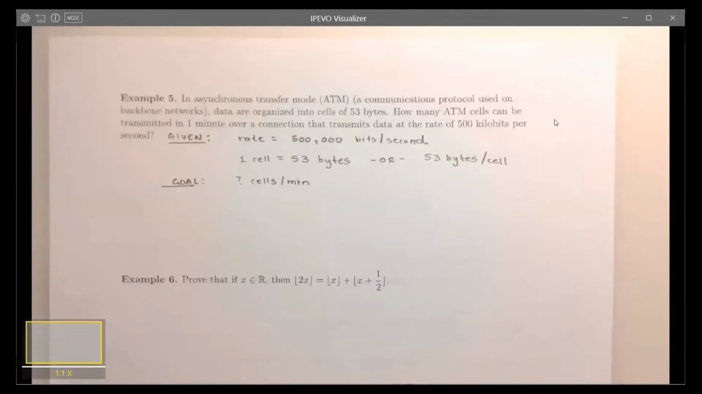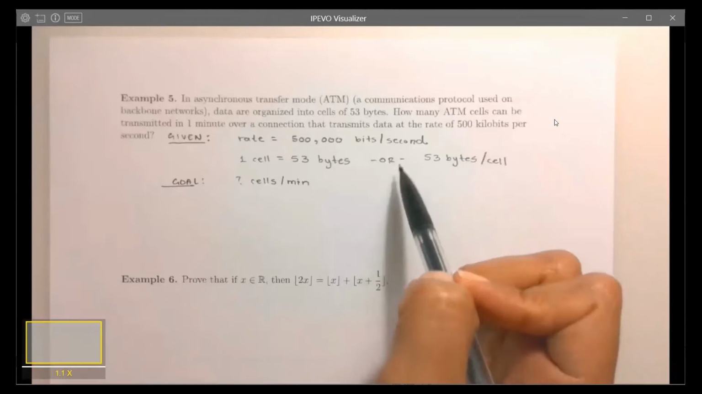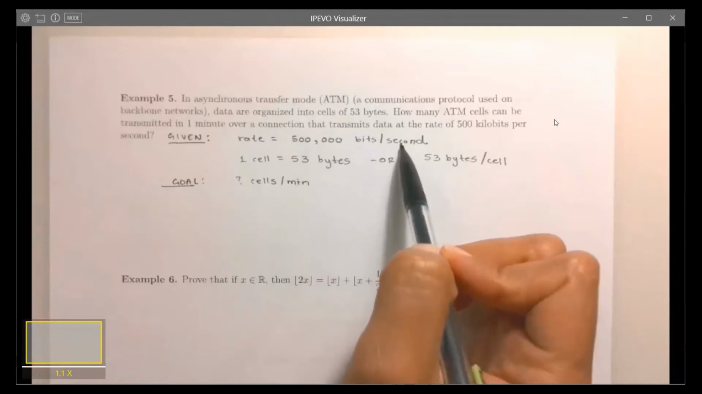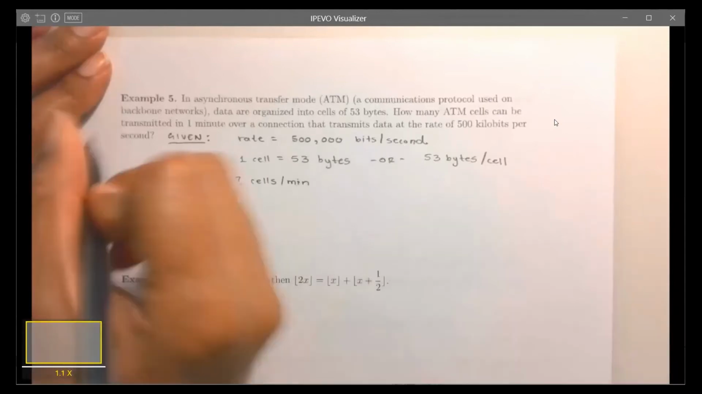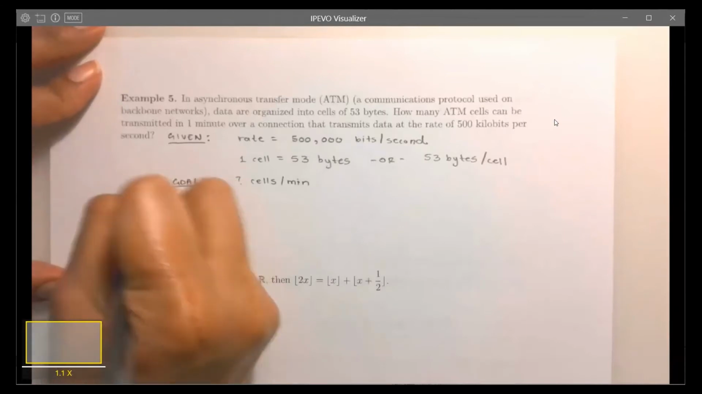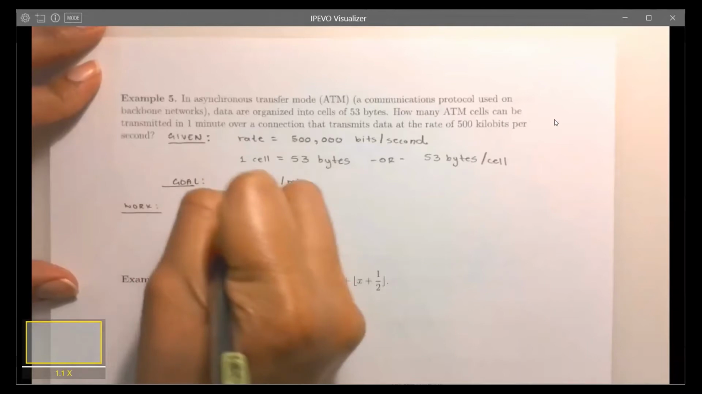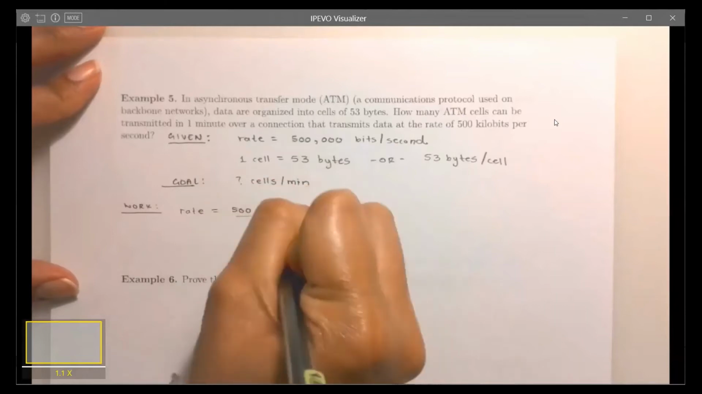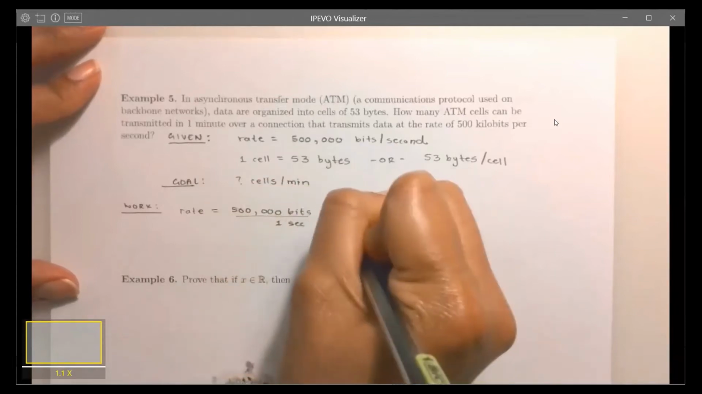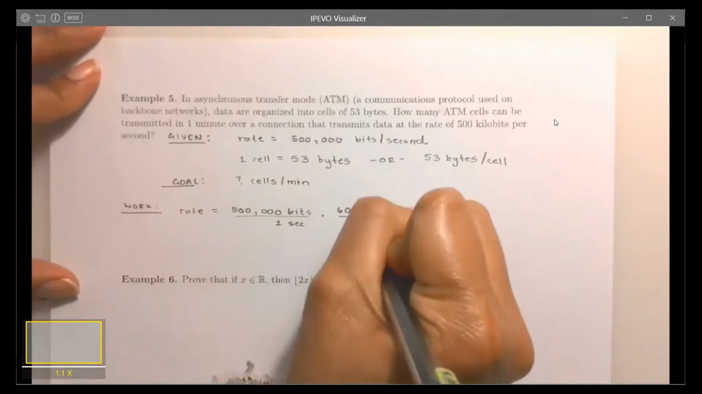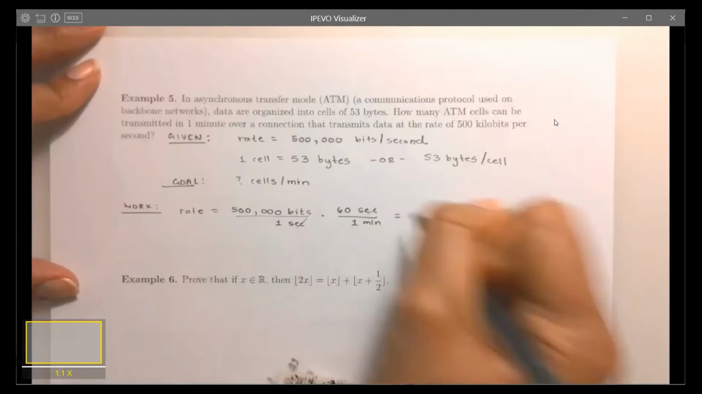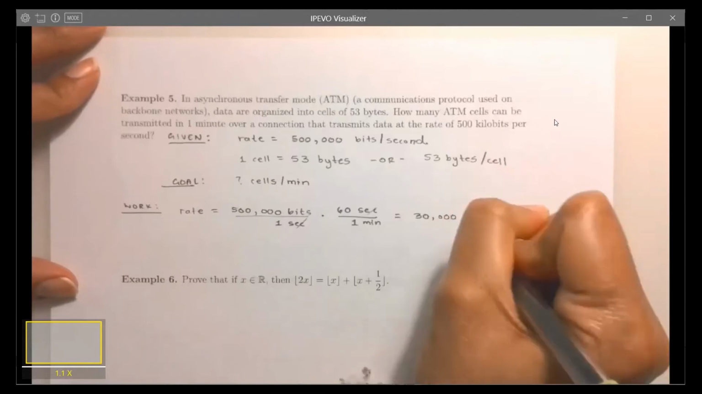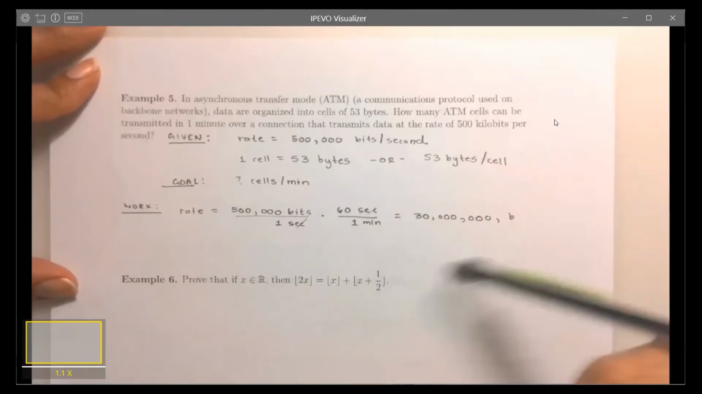All right, so the first thing that we want to do is make sure that we have the wanted units for both of these givens. So I'm going to change this bits per second into bits per minute. And so now here comes a little bit of my work. The rate is going to be 500,000 bits per 1 second multiplied by 60 seconds per 1 minute, so that my seconds are canceled out. And I'm going to end up with 30 million bits per minute.